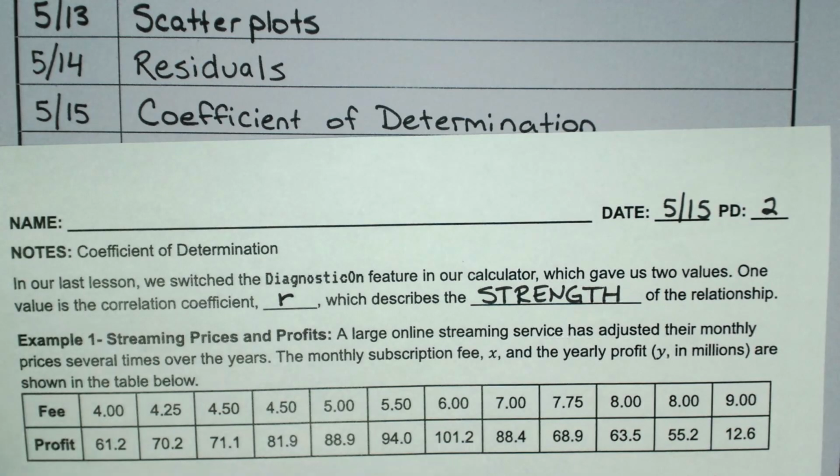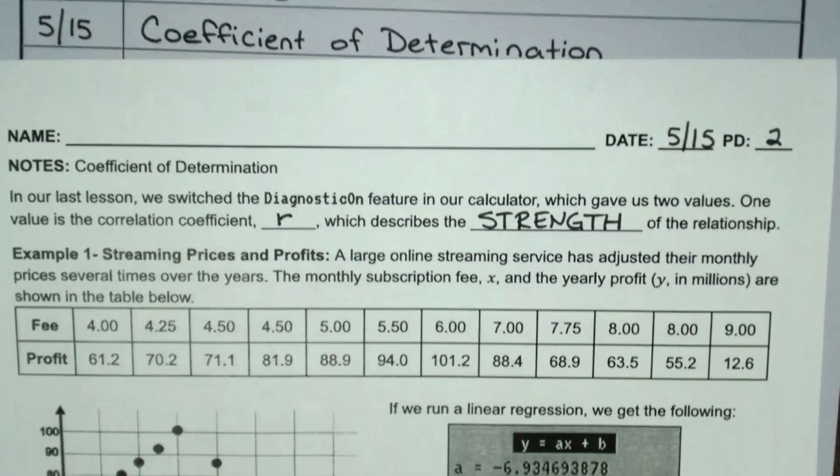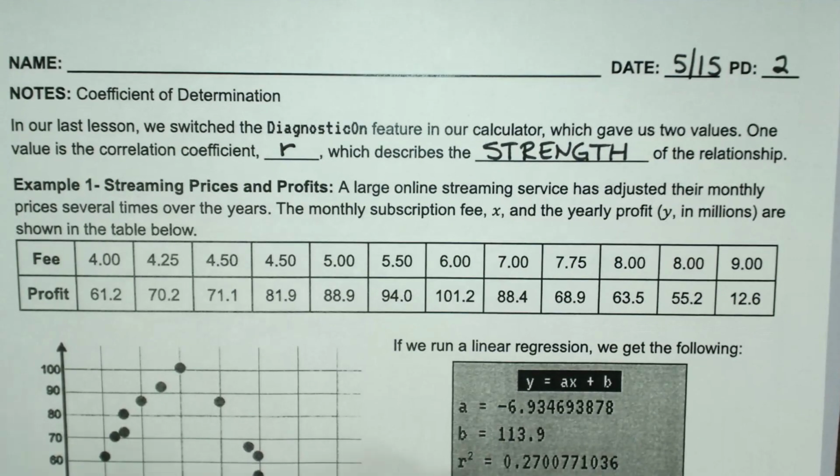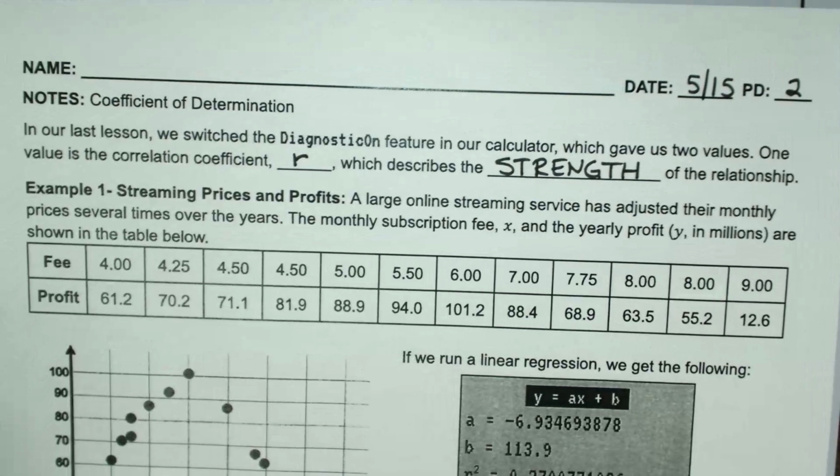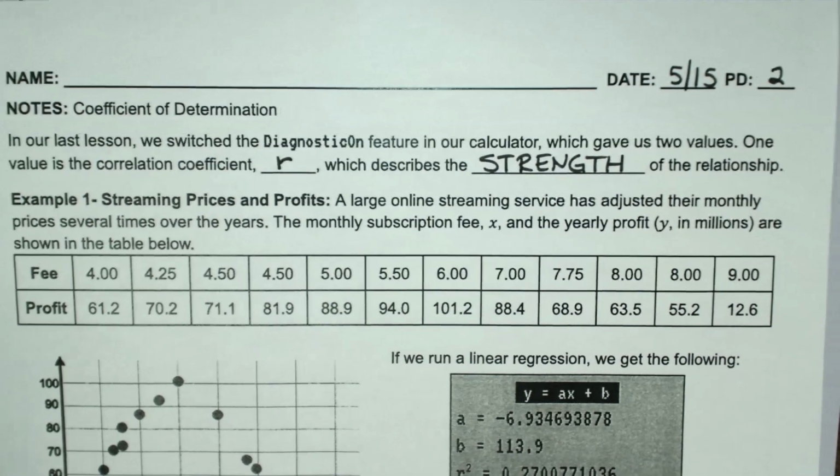So I want to look at an example of some bivariate data and look at how running a linear regression might not work out well for us. So I've done a lot of the math for us here.